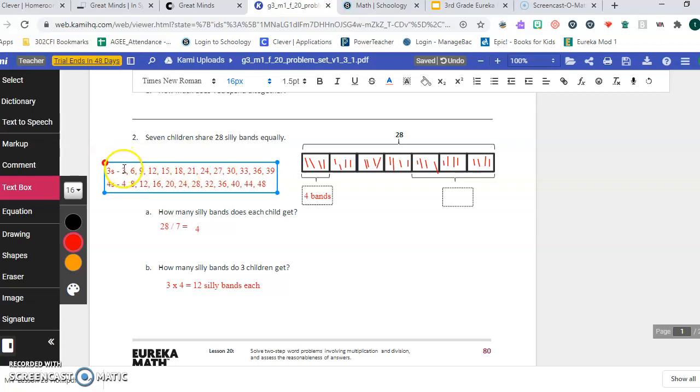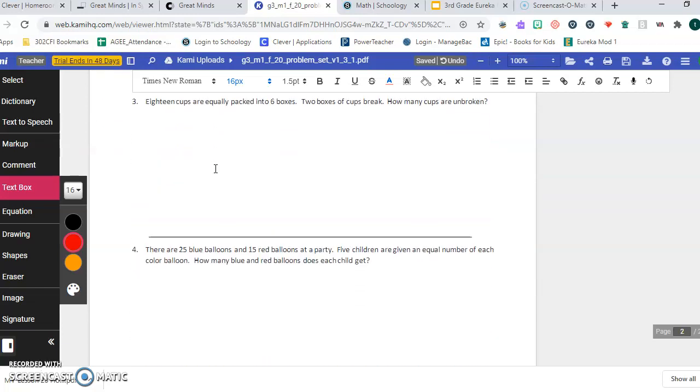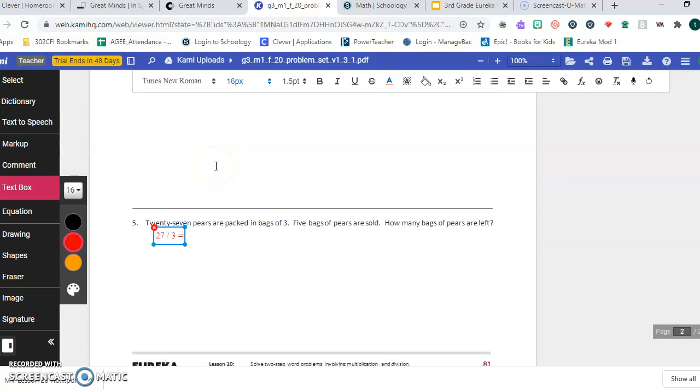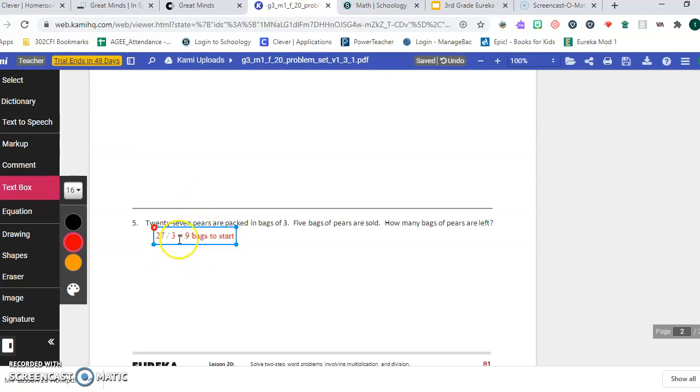I can count the multiples. This is the 1st, 2nd, 3rd, 4th, 5th, 6th, 7th, 8th, 9th multiple. The 9th multiple is 27. So I can quickly figure out that we started with 9 bags. So 9 bags to start, right? Next, I'm starting with 9 bags of pears.